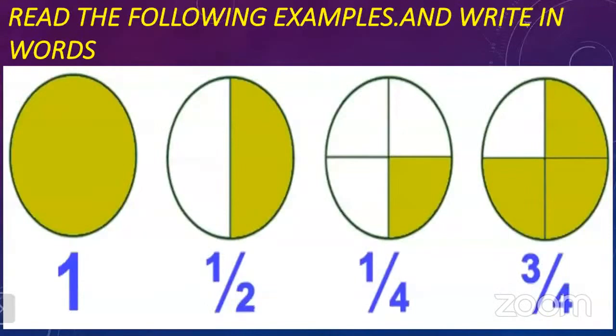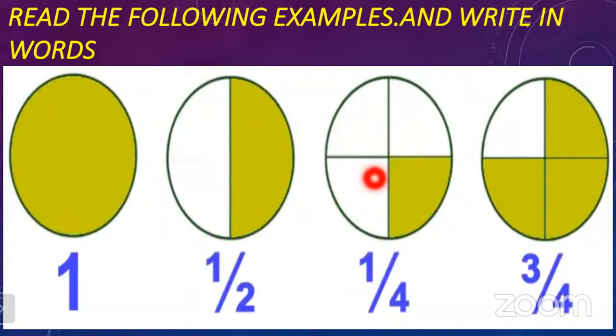Look at here very first. What do you see here? What is written here? Read the following examples and write in words. You can see here are given some figures, and below each figure, there is what the figure is representing. The first figure which is shaded is whole. So it is 1. In the second circle, it is shaded only half. Half is like this, 1/2.